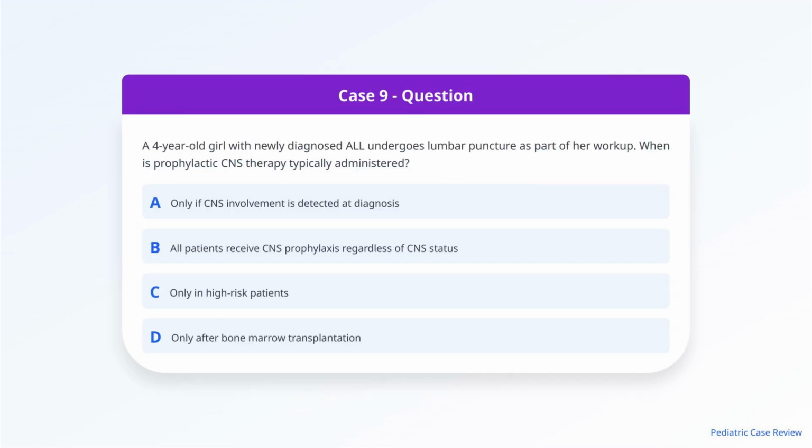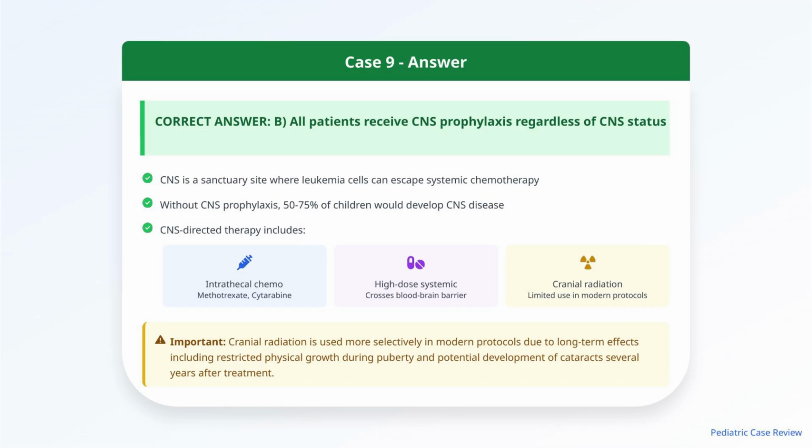For our 9th case, a 4-year-old girl with newly diagnosed acute lymphoblastic leukemia undergoes lumbar puncture as part of her workup. When is prophylactic central nervous system therapy typically administered? A. Only if CNS involvement is detected at diagnosis. B. All patients receive CNS prophylaxis regardless of CNS status. C. Only in high-risk patients. D. Only after bone marrow transplantation. The correct answer is B.